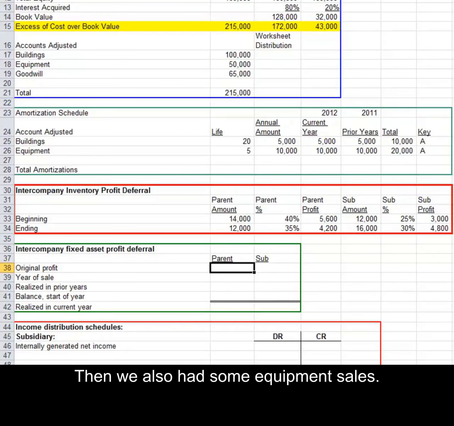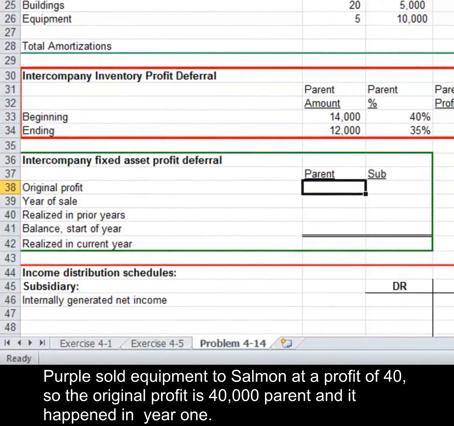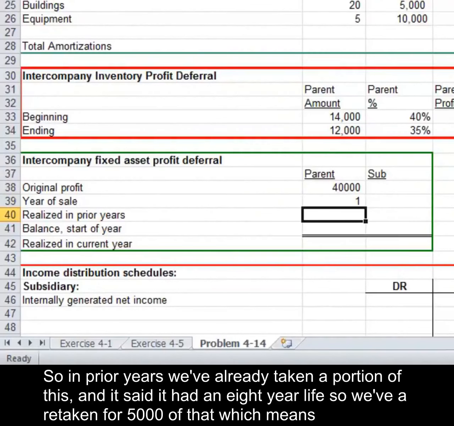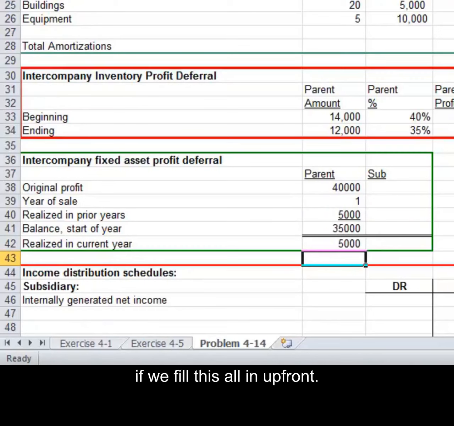Then we also had some equipment sales. Purple sold equipment to Salmon at a profit of 40. So the original profit is 40,000 at the parent, and it happened in year 1. So in prior years, we've already taken a portion of this, and it said it had an 8-year life. So we've already taken 5,000 of that, which means that there is 35,000 left. Again, this will help us with all of our entries as we come to the worksheet if we fill this all in up front.